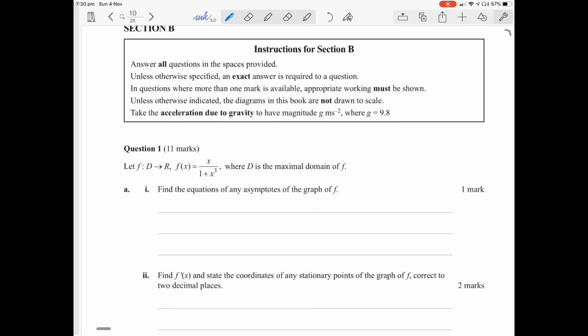Answer all questions unless otherwise an exact answer is required. Where more than one mark is available, show working. Diagrams may not be drawn to scale. Acceleration due to gravity is g = 9.8.